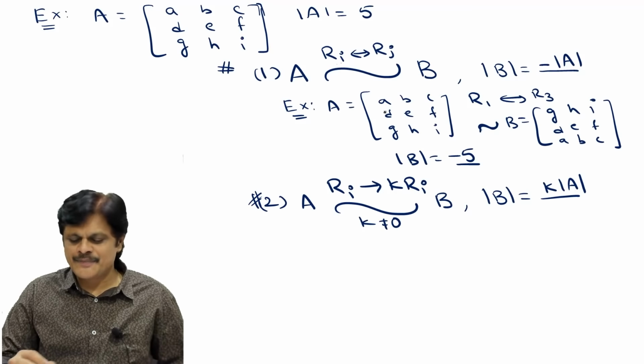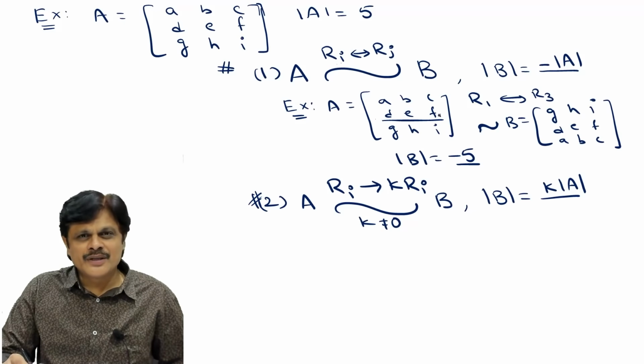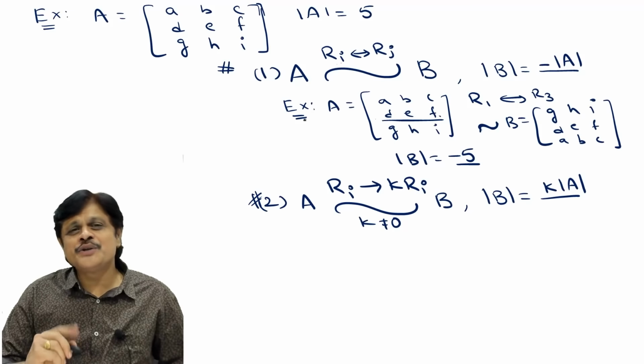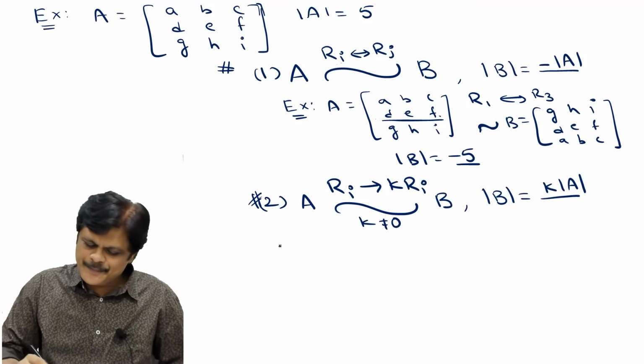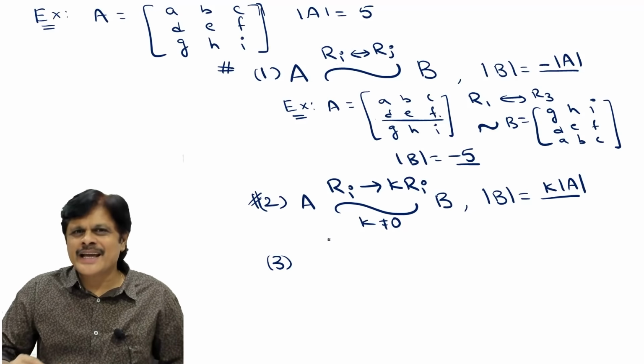Got it? So for example, you take this second row and multiply it with 2. You get a new matrix. The determinant of that new matrix will be 2 into 5, that is 10, like that. Because I am writing the general property, I am not using an example.